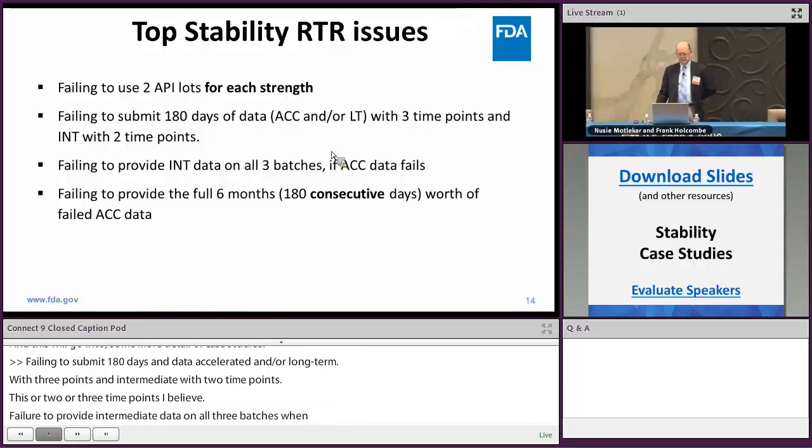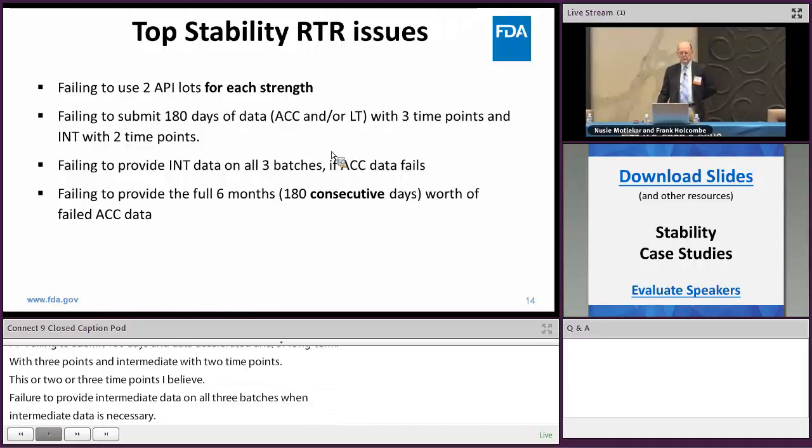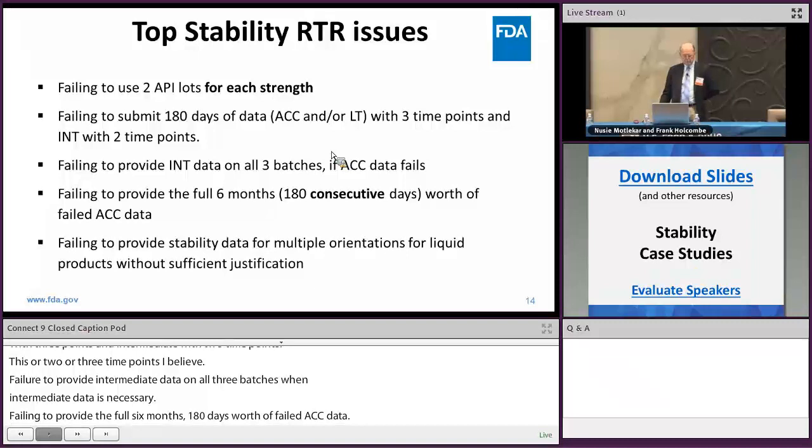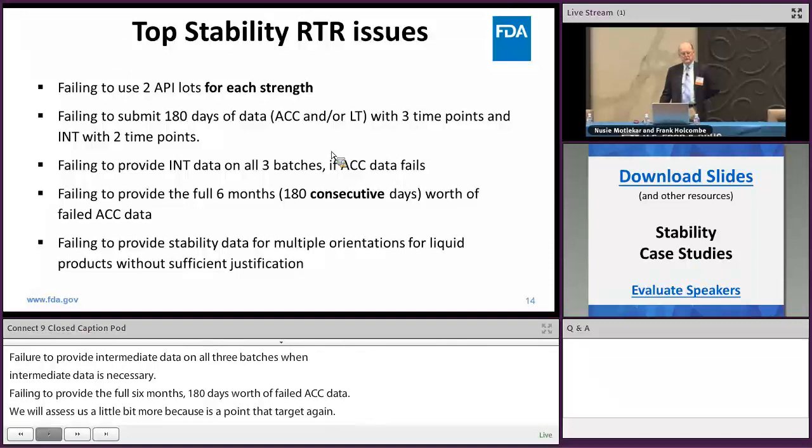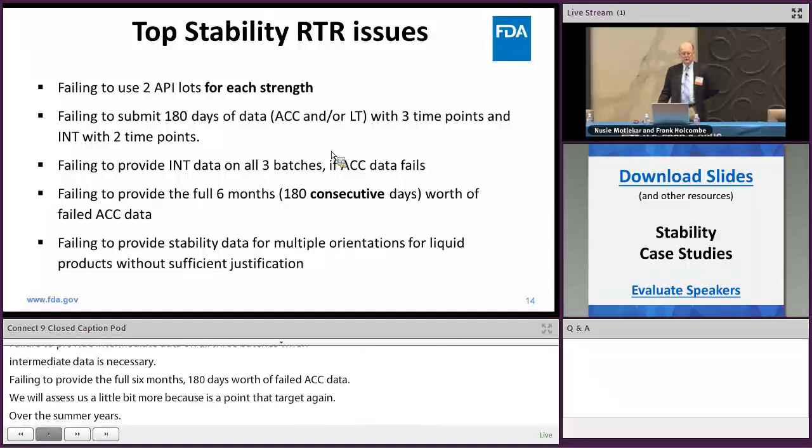Nusie will discuss this a little bit more because it has been a point that's argued again with us over the several years. And failing to provide stability data for multiple orientations for liquid products without sufficient justification. And that's also an issue that can be easily resolved.